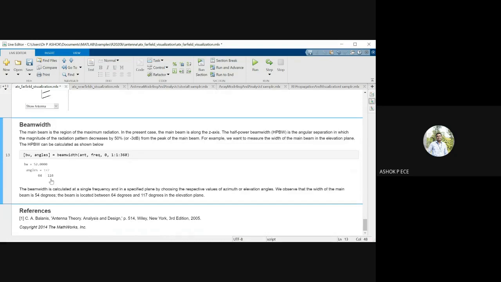How do you get 52? 116 minus 64, you get 52. When you subtract the two angles, that is going to be the beam width. If you get only 64, 2 times 64 is the beam width. When you get two different angles, the difference between the two angles is going to be the beam width of the antenna. This is how you visualize it.